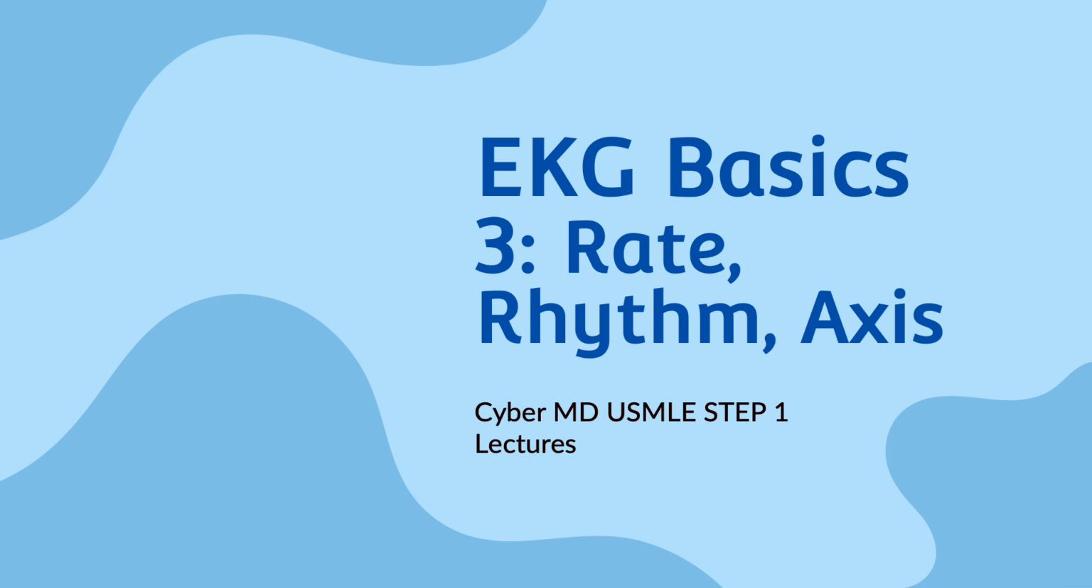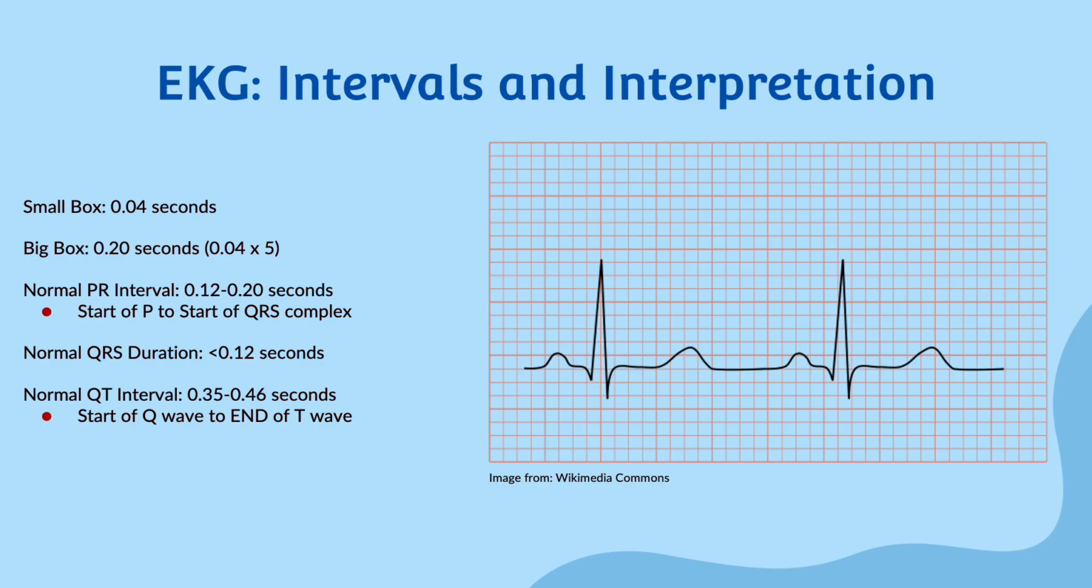Thanks for tuning in. Today, we'll be discussing the topics of rate, rhythm, and axis of EKG tracings. This is crucial for the USMLE Step 1 exam and will be extremely important for some specialties such as cardiology, family medicine, and emergency medicine. Let's start by quickly assessing what the boxes on an EKG tracing mean and what some of the normal interval times and complex times are.